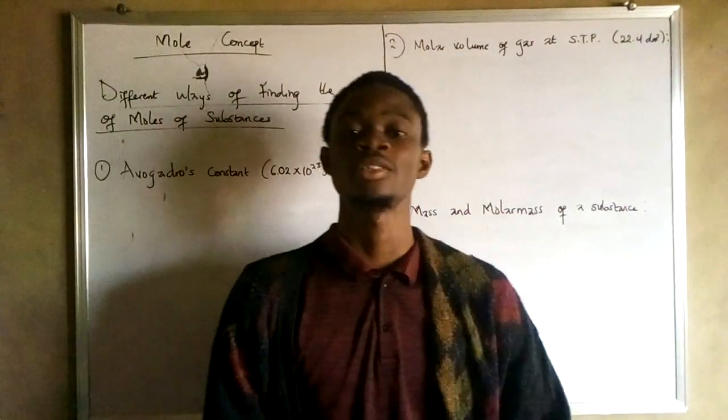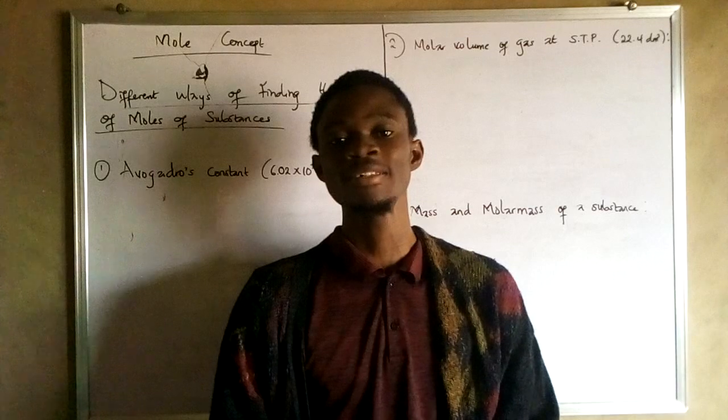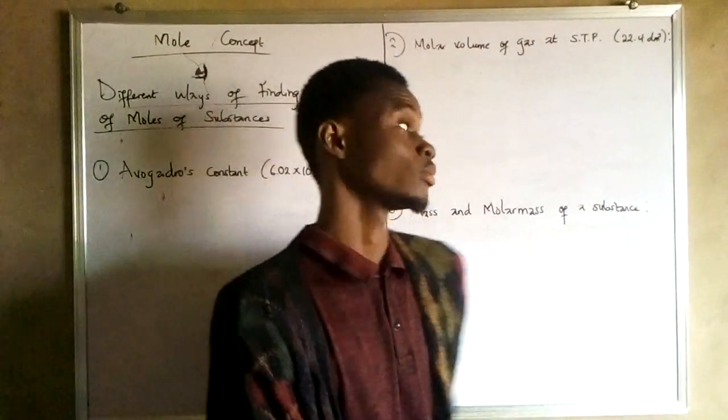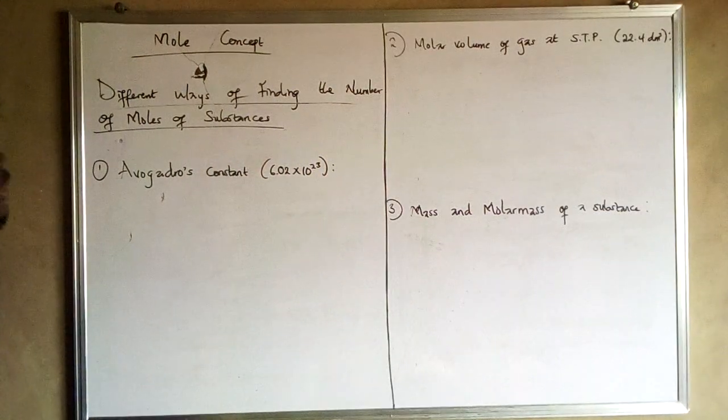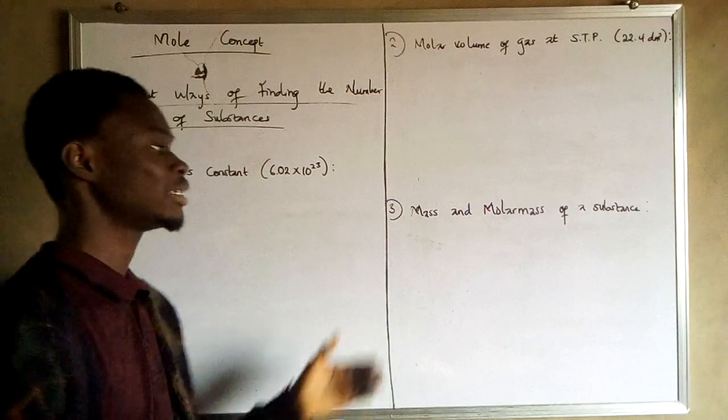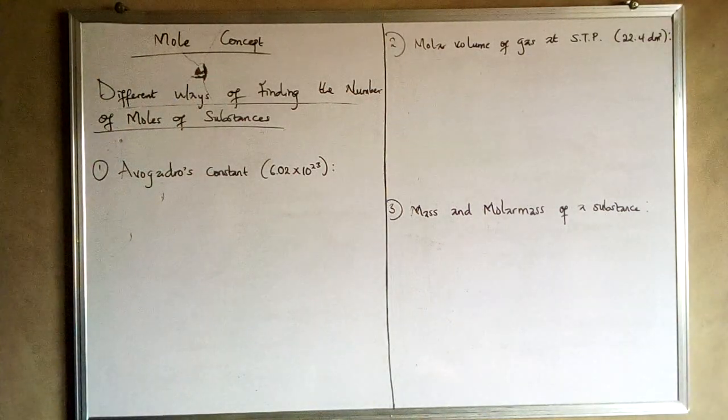In this episode of Art Tutorial, I will be teaching you three different and simple ways of finding the number of moles of substance. On the board, we have three different ways of finding the number of moles of substance. The first one is using the Avogadro's constant. The second one is using molar volume of gas at STP, and the last one is using mass and molar mass of a substance. Now let's start with Avogadro's constant.